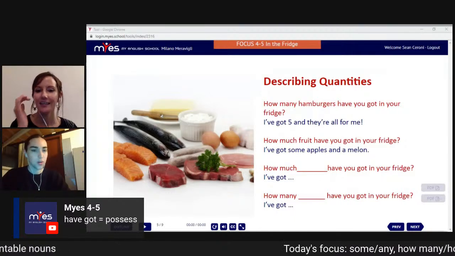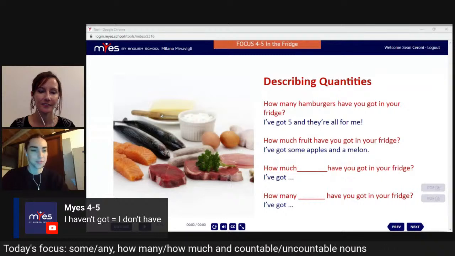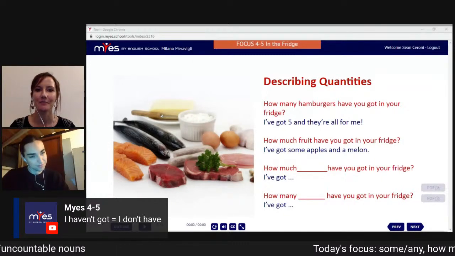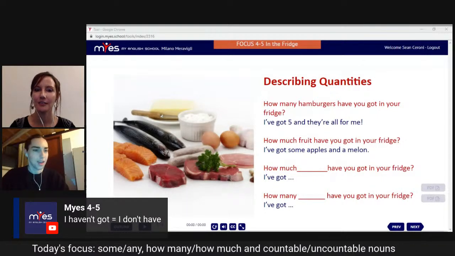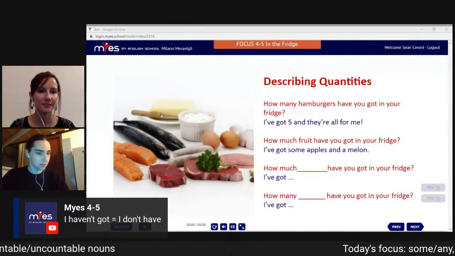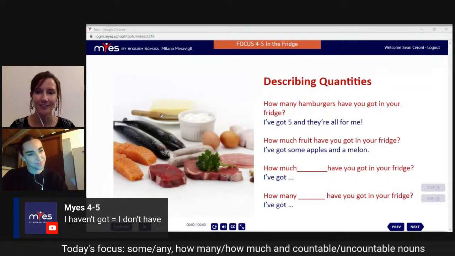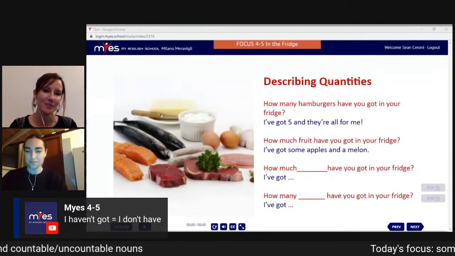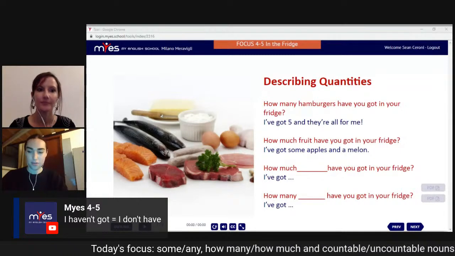Okay. So, how many tomatoes do you have in your fridge? I have 3 tomatoes in my fridge. How much milk do you have in your fridge? I have some milk, not very much. Okay, very good. Shall we do one more? How many eggs do you have in your fridge? I have 2 eggs in my fridge.